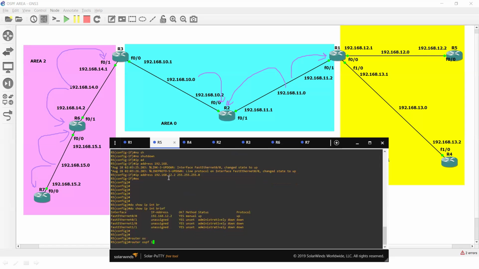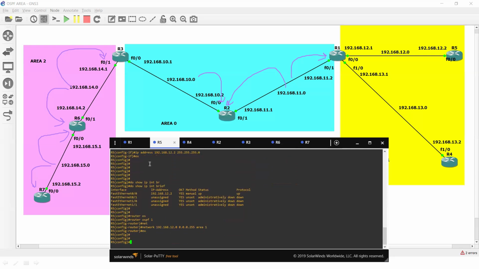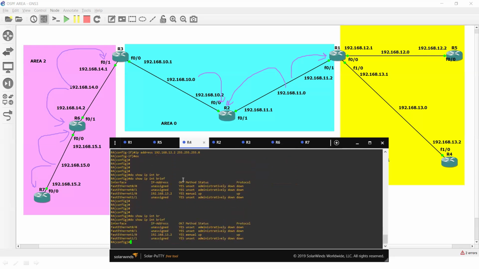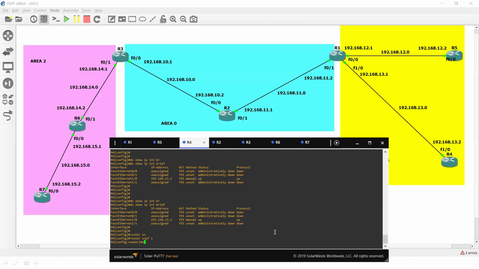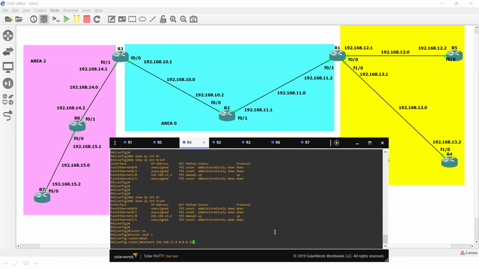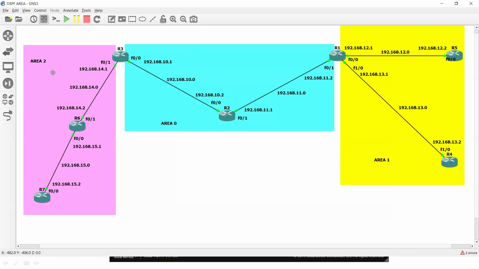Let's go to R5 and we'll do the same. Router OSPF 1, network 192.168.12.0 0.0.0.255 area 1. Okay. Let's go to R4 and advertise the network. Which network? This network must be advertised to this side also. So router OSPF 1, network 192.168.13.0 0.0.0.255 area 1. Okay. So we have just configured OSPF on all of these routers.